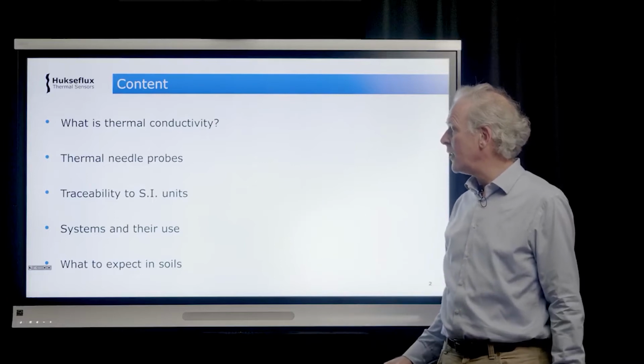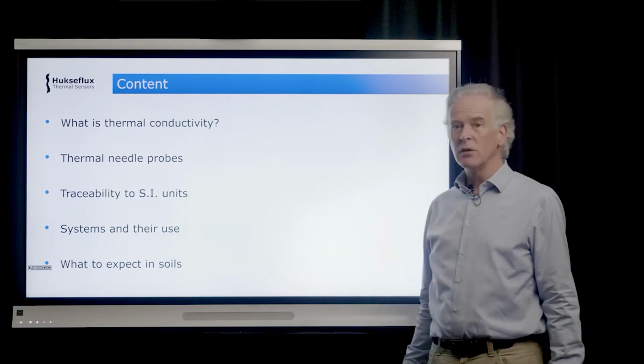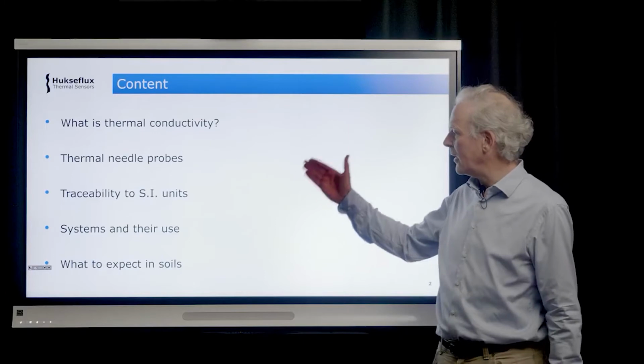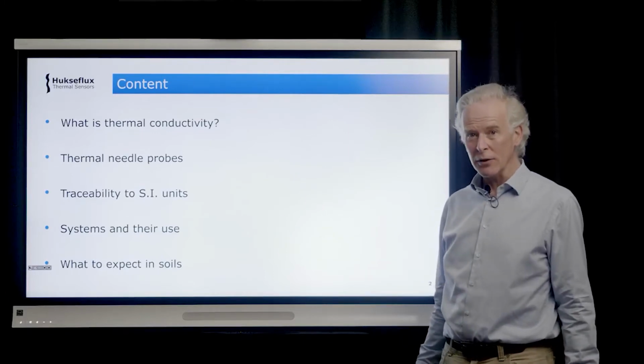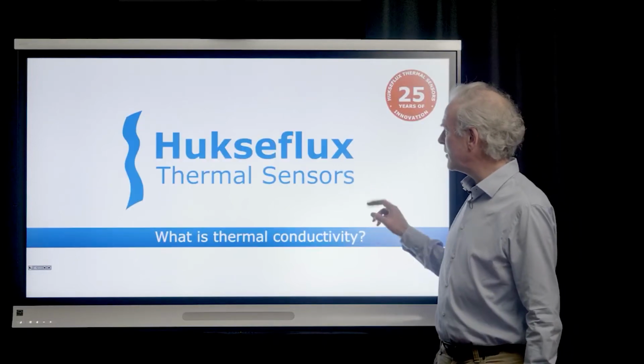Traceability to SI units. Then we're going to talk about the systems that Hexaflux offers for soil thermal conductivity measurement, and last but not least, what to expect in soils. So over to the next section.